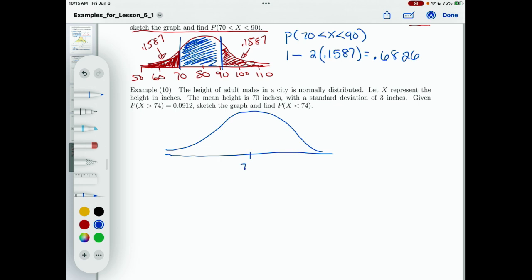70 is the mean, so that's going to go in the center. We have a standard deviation of 3 inches. So each time I come out, I'm going to add 3 to the right. And when I come out, each tick mark to the left, I'm going to subtract. So that's going to give me 67, 64, 61.